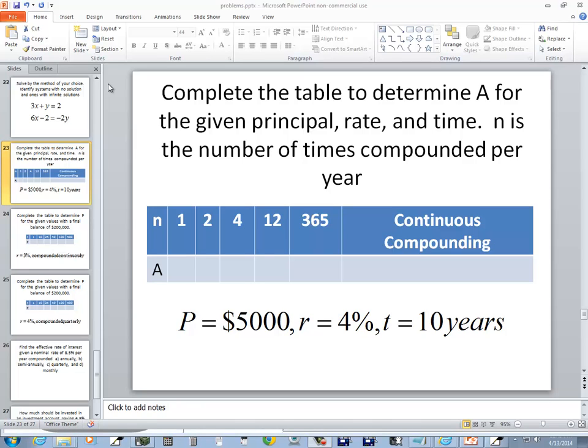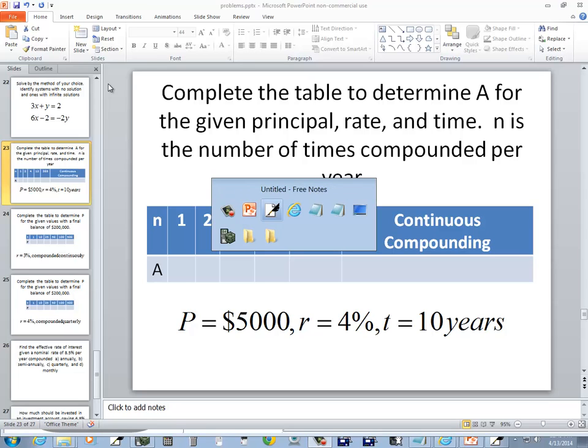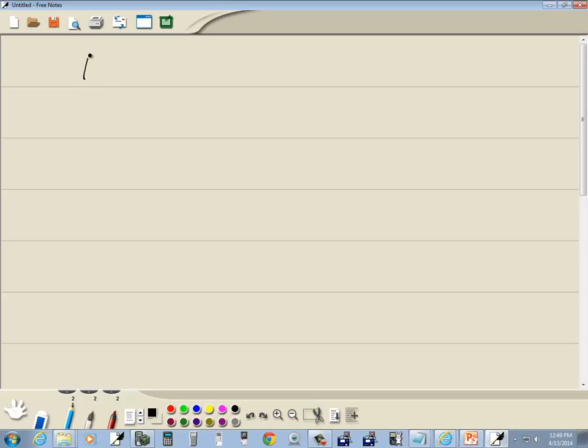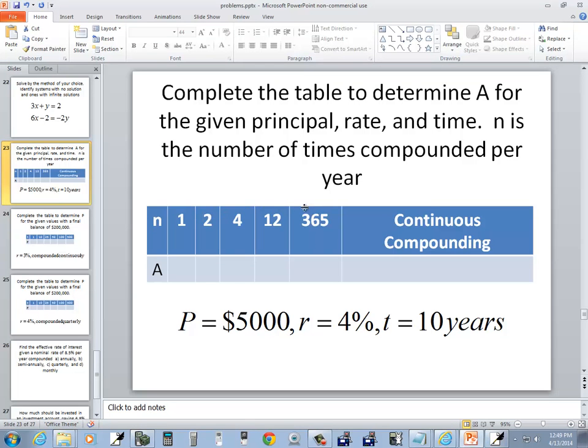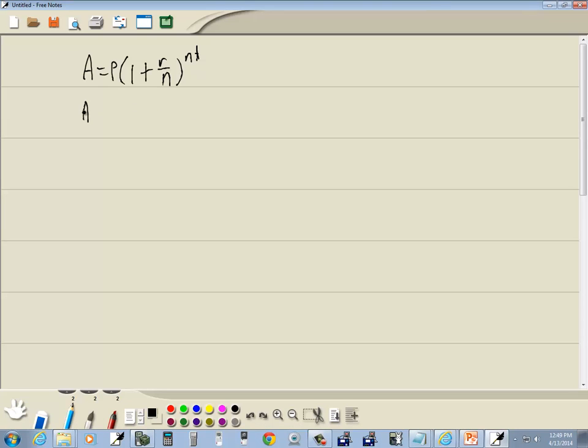The problem says complete the table to determine A for the given principal, rate, and time. N is the number of times compounded per year. The first formula we're going to use is A is equal to P times 1 plus R over N, to the NT power. Because N is changing on each one of these, N is going to be our variable. So let's see what they give us.